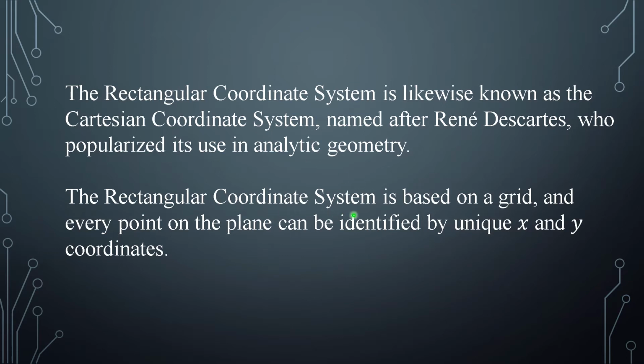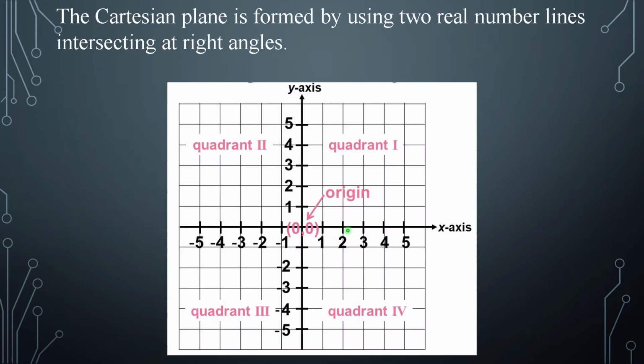The rectangular coordinate system is based on a grid, and every point on the plane can be identified by unique x and y coordinates. So an example of that is this. So the Cartesian plane is formed by using two real number lines intersecting at right angles. So this one is the first number line and this one is the second number line. So they are intersecting at right angles.